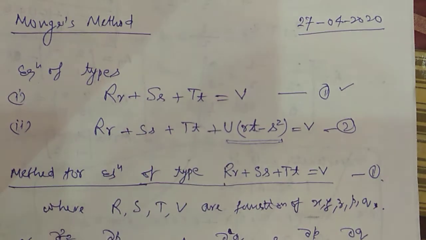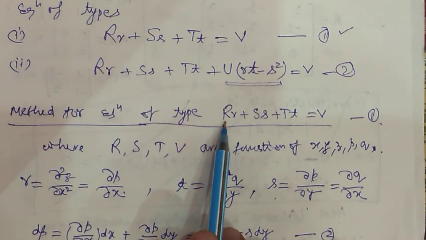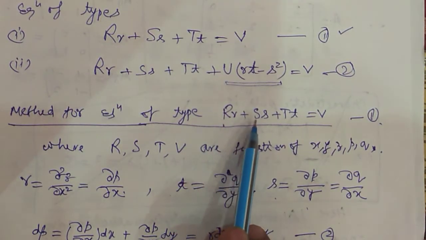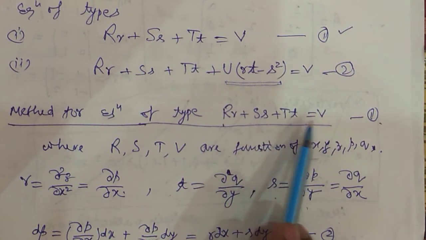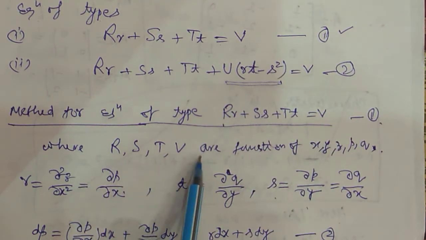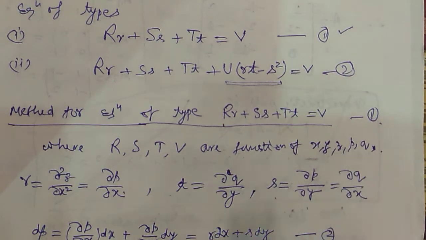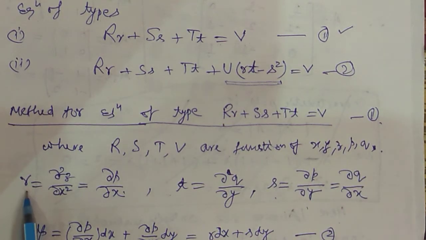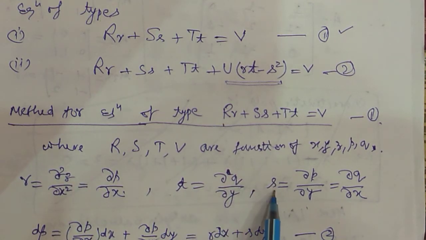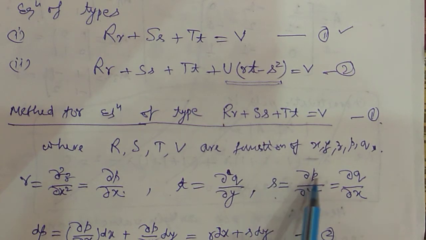So we first solve the first type of equation, capital R into small r plus capital S into small s plus capital T into small t equal to V, where R, S, T, V are functions of x, y, z, p, q. We know r is the standard notation for del 2 z over del x square. We write it here as del p over del x. Similarly, t we can write as del q over del y, and s we can write in two ways, either del p over del y or del q over del x.